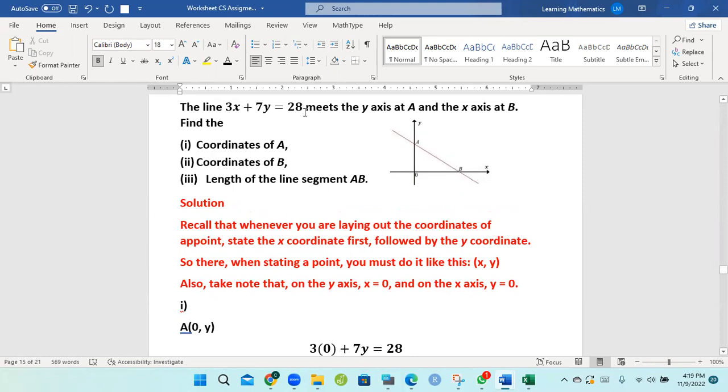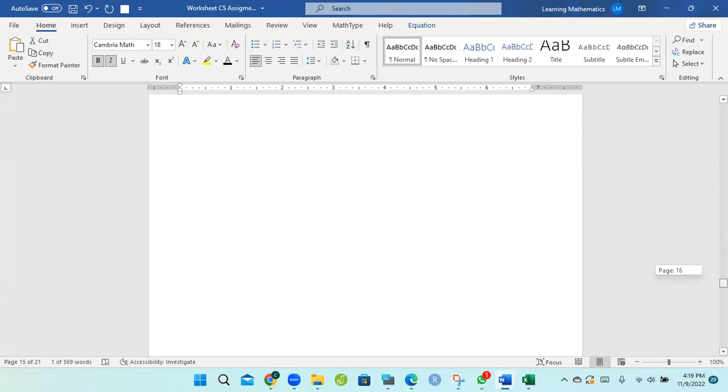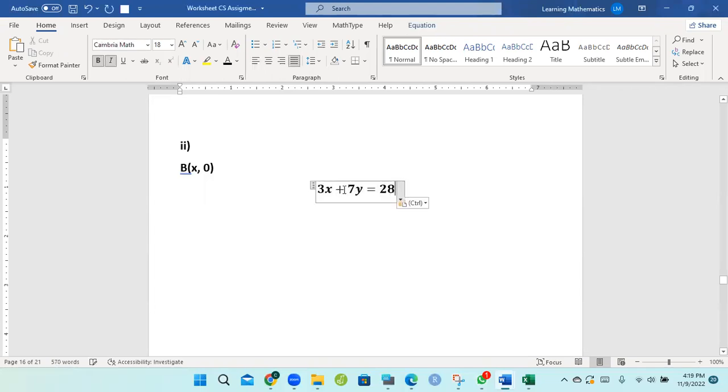So since we know y is equal to 0 on the x-axis, we substitute y equals 0 in the equation, and then we solve for x. On the x-axis, y is 0. And 0 times any number is 0. So this nullifies, and we are left with 3x is equal to 28. And we have to divide by 3 to cancel out the 3 to solve for x.